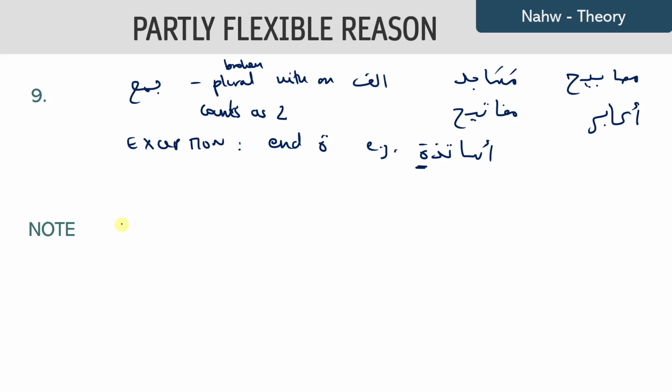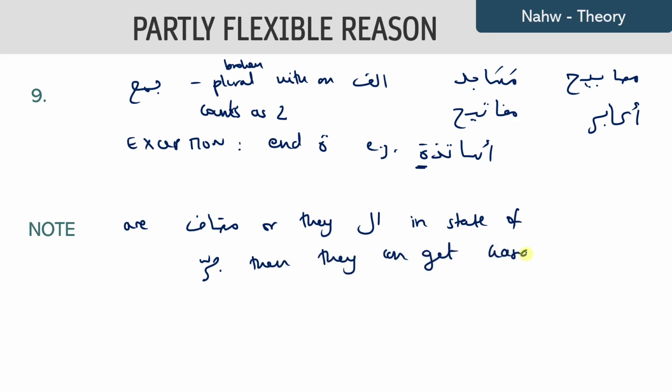And the last note is that if any of these partly flexible words are mudaf, or they have an alif lam on them, and they're in the state of jar, then they can get kasra. So an example of that is if I say fil masajidi. I have given you the example before that the word masajid is partly flexible, but because it comes after huruf al-jar, I will give it a kasra.